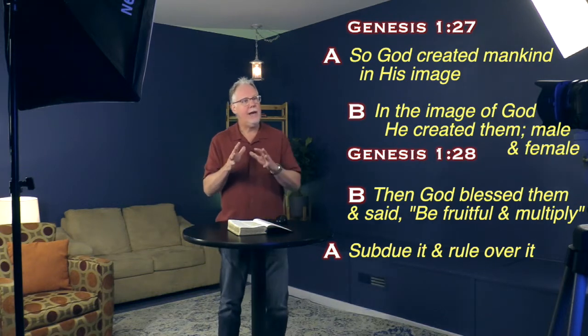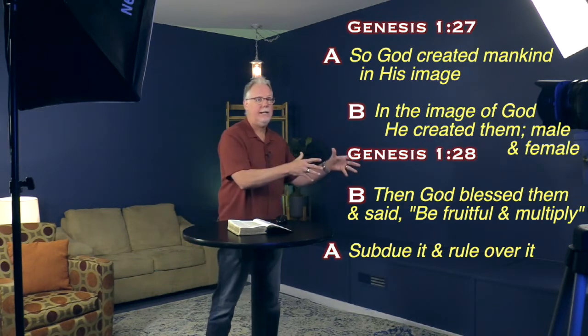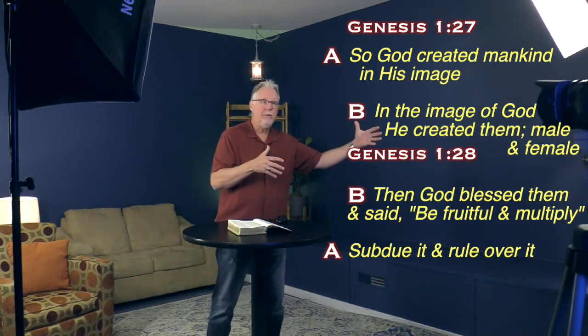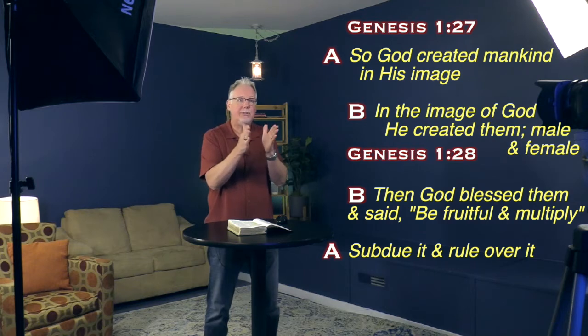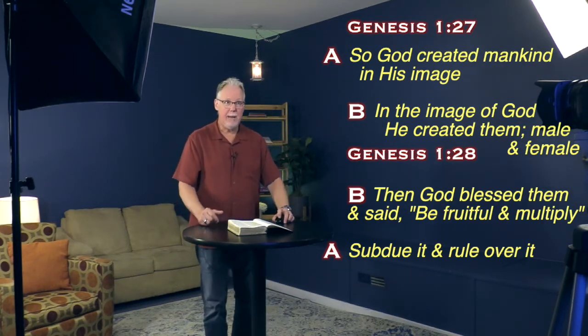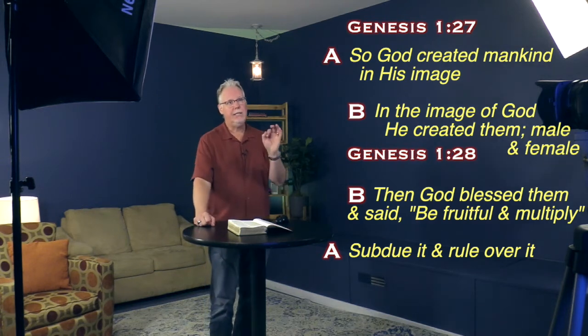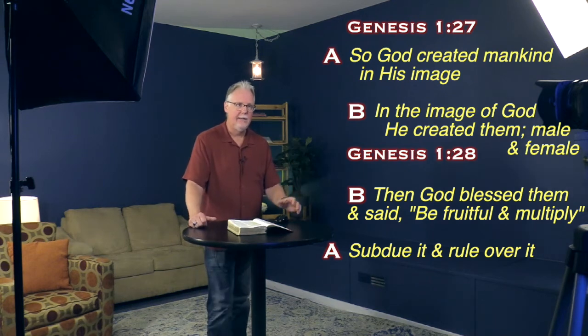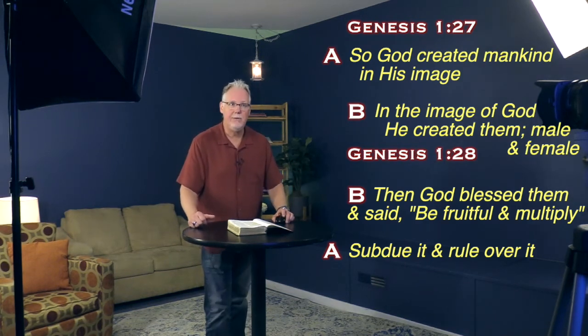So the first letter A correlates to the second letter A. In other words, letter A is talking about letter A, and the first letter B refers to the second letter B. So they're talking about the same things, just adding different details. So the first letter A, made in the image of God, is connected to man's rulership, which is the second A. The first B, male and female, is connected to the second B, be fruitful and multiply. Don't try to get all the details, but hear what I'm saying, because I'm saying all this to say this.